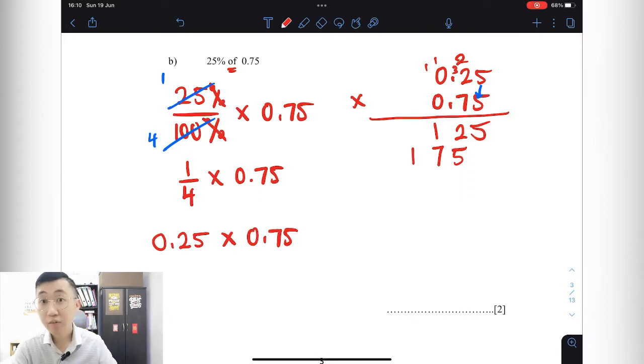Okay, now don't forget everything need to multiply by 0 now. So 5 times 0, 0. Make sure that everything's in line, okay? So 2 times 0, 0. Lastly, 0 times 0, 0.